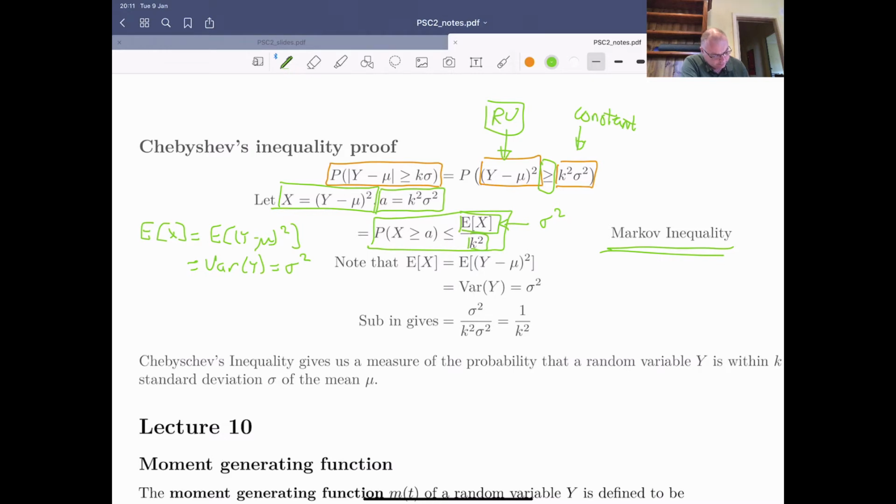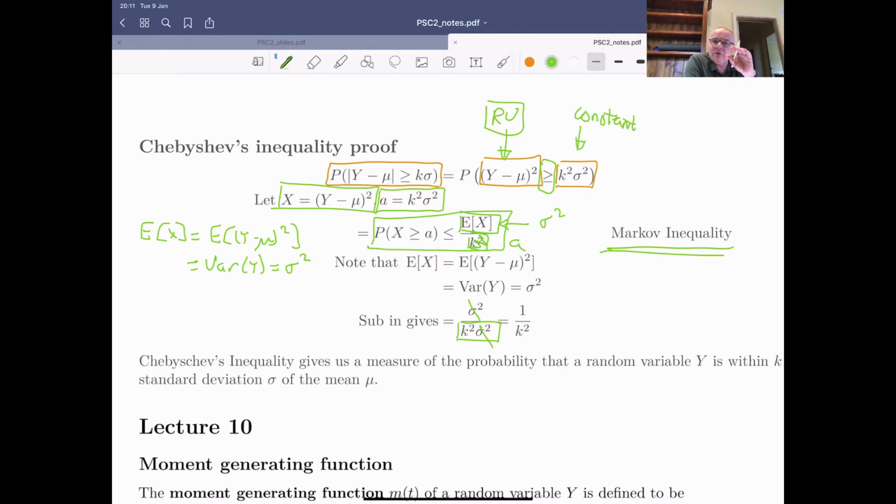So that shouldn't be k squared, I do apologize. That should be a. So in that case, we now put our a in, and our a will be k squared sigma squared by our definition. So now I can divide by our sigma squared.